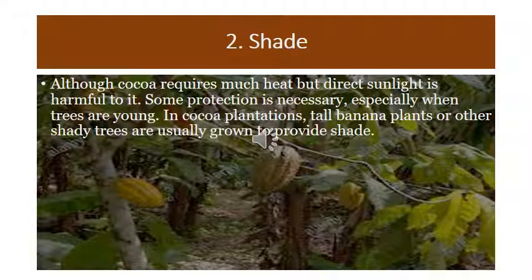Although cocoa requires much heat, direct sunlight is harmful to it. Some protection is necessary, especially when trees are young. In cocoa plantations, tall banana plants or other shady trees are usually grown to provide shade.